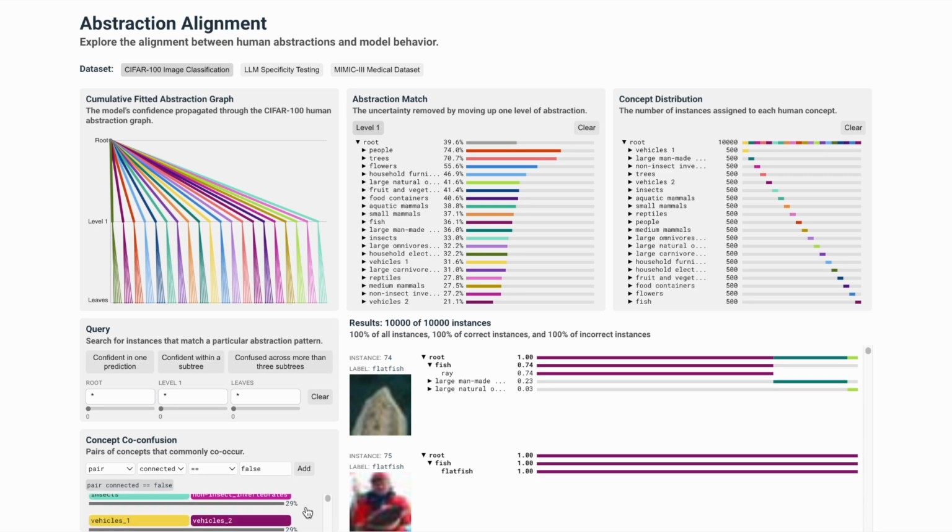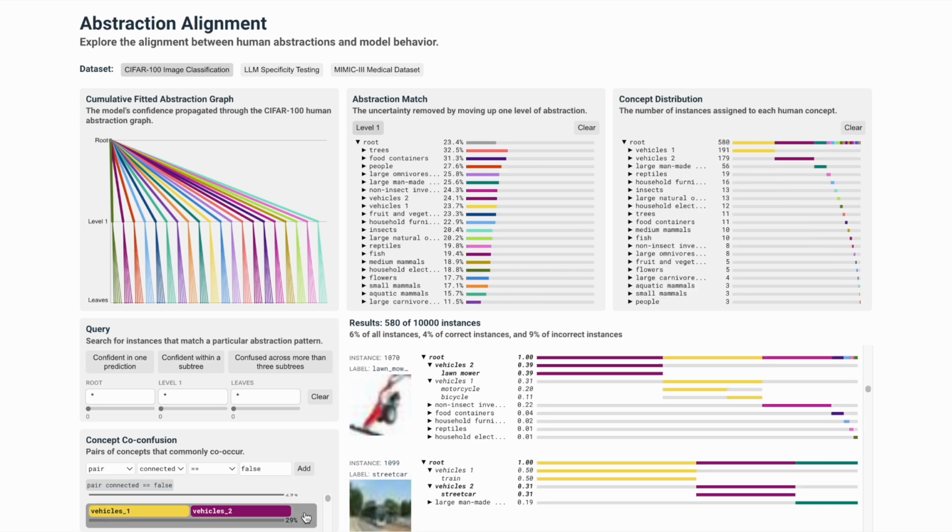However, we also see that the model confuses the concepts vehicles 1 and vehicles 2. It's surprising to see that the human abstraction graph contains 2 identical concepts. This suggests ways to improve our human abstraction, such as merging these concepts into one to better measure abstraction alignment.